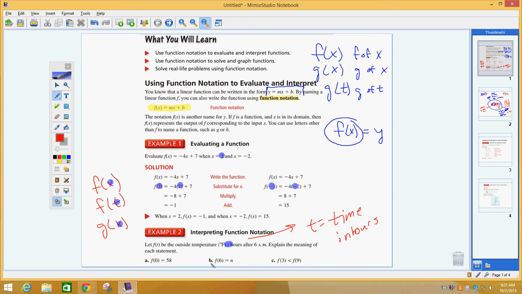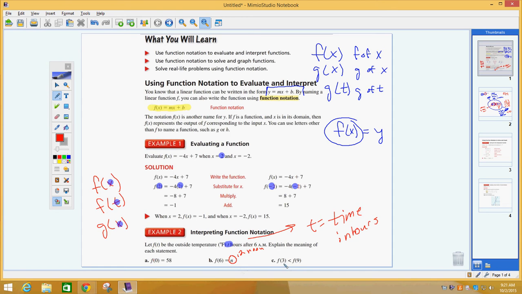Part B says f of 6 is equal to n. What this is saying is, what is the temperature at the 6th hour? If I'm talking about the 6th hour, I'm talking about 12 noon. And it doesn't give us that data. It doesn't tell us what the temperature was. It's just asking us to determine what that means. And what this means is that at the 6th hour, what's the temperature?